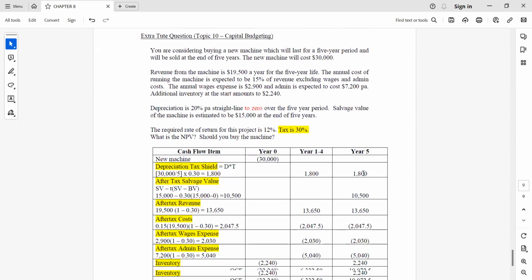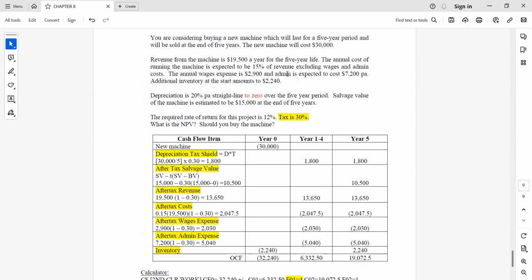Okay, now last question. Again, you are considering buying a new machine which will last for a 5-year period. Again, year 0 to year 5. Okay, and it will be sold at the end of 5 years. The new machine will cost this amount. Revenue from the machine is this amount a year for the 5-year life. The annual cost of running the machine is expected to be 15% of the revenue. Annual cost, 15% of the revenue, excluding wages and admin costs.